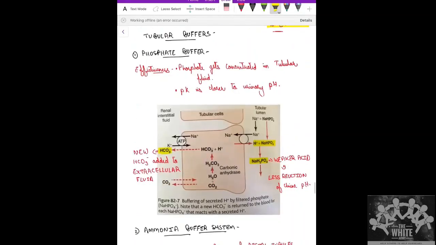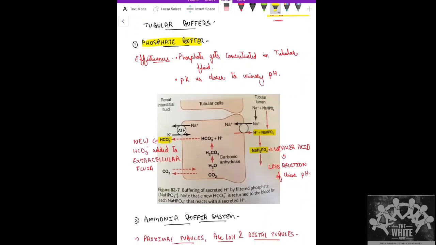Firstly, there is the phosphate buffer. As we had already mentioned, that is the maximum limit of the kidney. It cannot go beyond that. Below that, it cannot acidify the urine. That's all it can acidify. That is why the role of tubular buffers. Hope you got it.